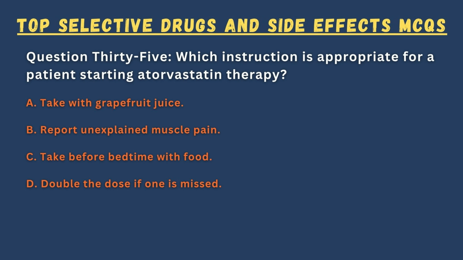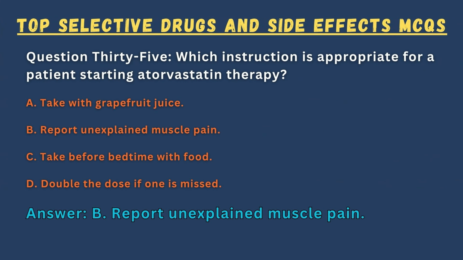Question 35. Which instruction is appropriate for a patient starting atorvastatin therapy? A. Take with grapefruit juice. B. Report unexplained muscle pain. C. Take before bedtime with food. D. Double the dose if one is missed. Answer: B. Report unexplained muscle pain.